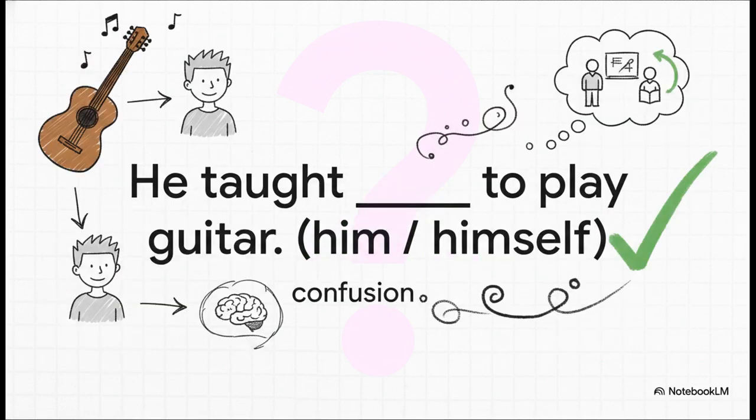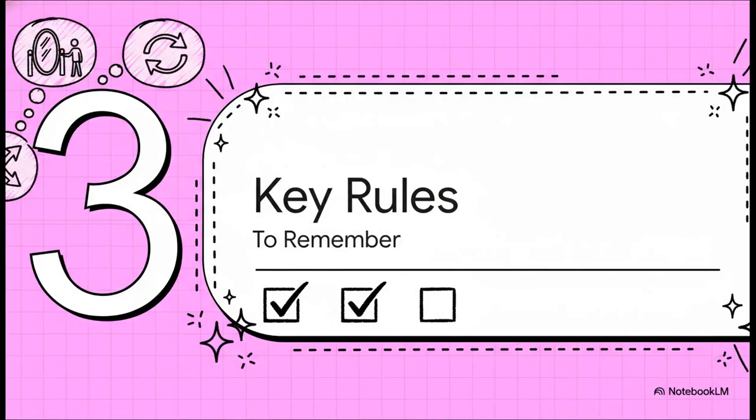And for our last one, let's circle all the way back to the very beginning. He taught blank to play guitar. So is it him or himself? The answer that clears up all the confusion is, of course, himself. He taught himself to play guitar. Boom! Just like that, with one little word, we know for sure that we're talking about just one person. No more mystery. Fantastic job with that little quiz. Seriously, you're getting the hang of this.